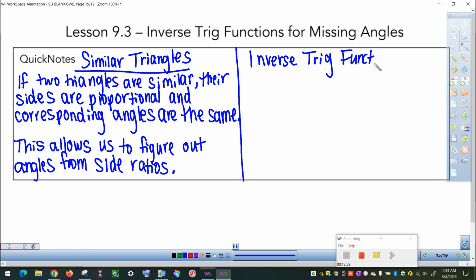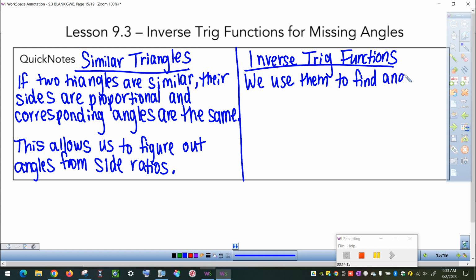All right, and then we also saw inverse trig functions. This is a shortcut. This is a fast way to solve for a missing angle. So we use them to find angle measures from sides, meaning you have some side lengths given to you, and we're trying to figure out what is the angle on the inside of the triangle.